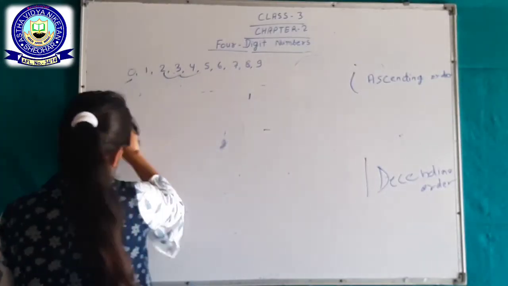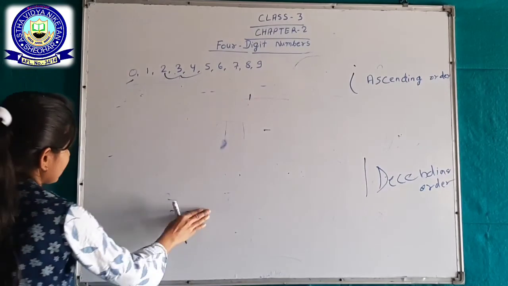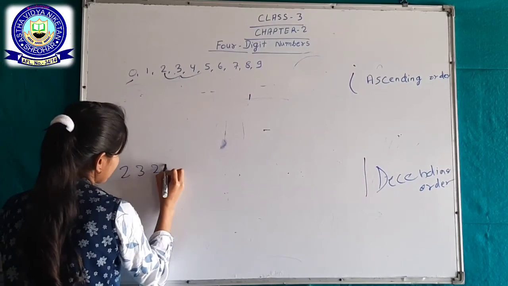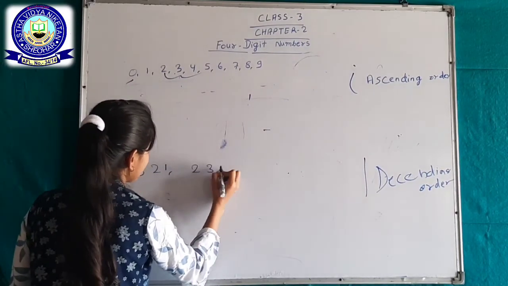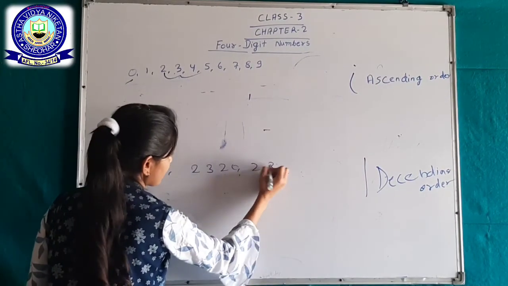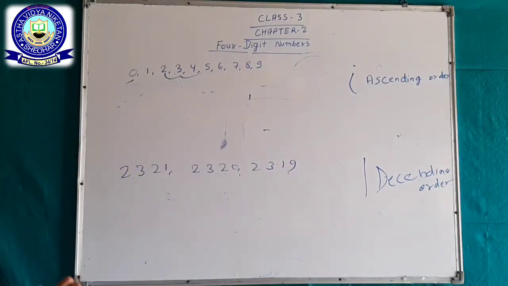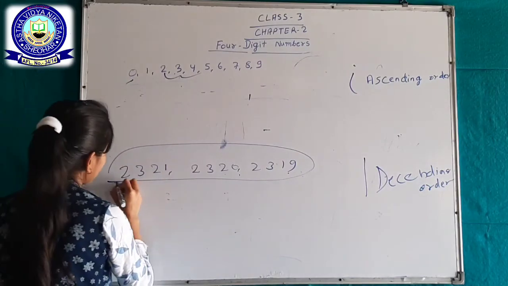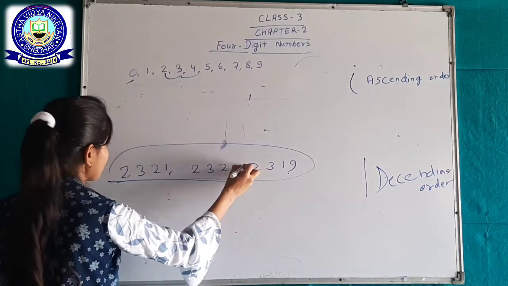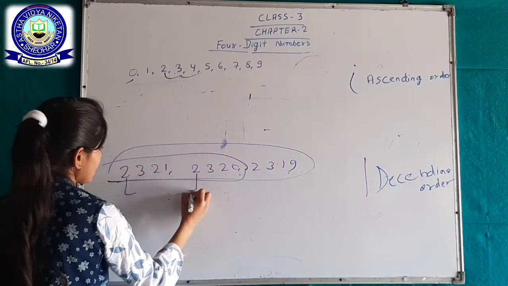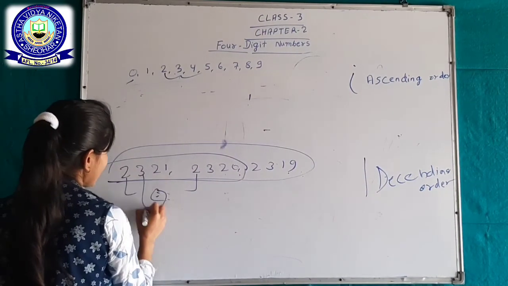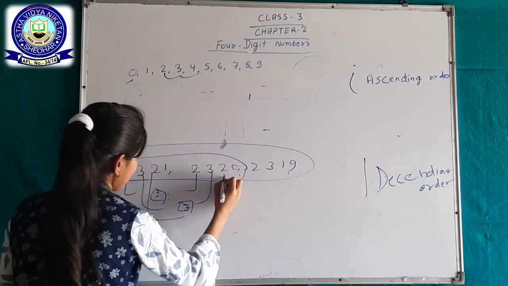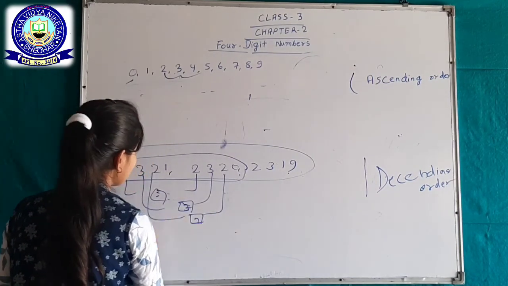And when we have to write it in descending order, here is another example: 2321, 2320, and 2390. We have to write it in descending order. We will compare these numbers. Here is 2 and here is 2, both are equal. Here is 3 and here is 3, both are equal. And here is 2, here both are equal.